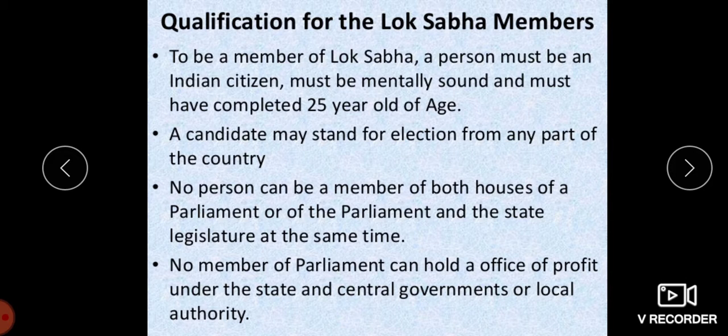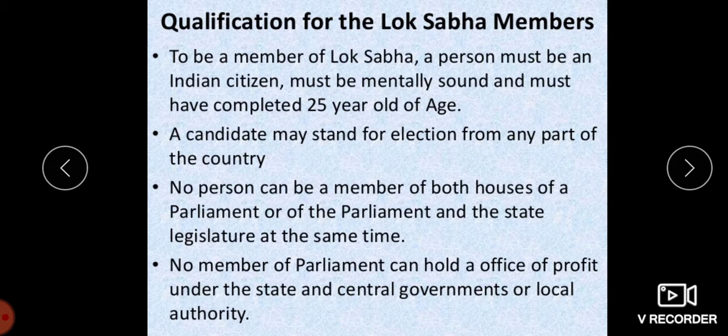He should not be insolvent, that is, he should not be in debt and should have the ability to meet his financial commitments. He should not hold any office of profit under the government. He should not be proclaimed criminal. He should not be of unsound mind.